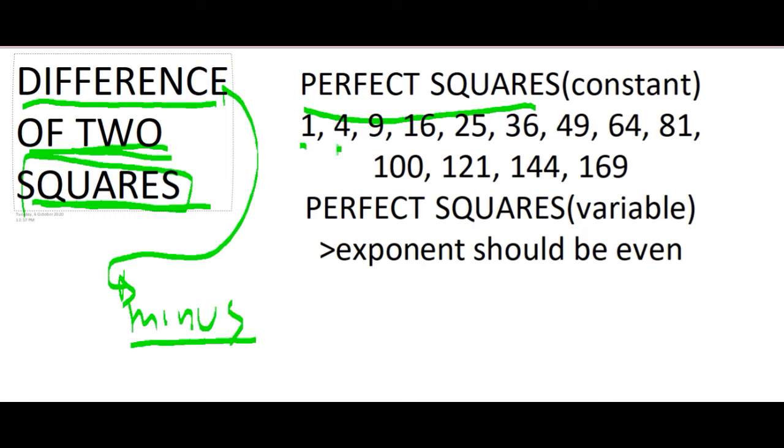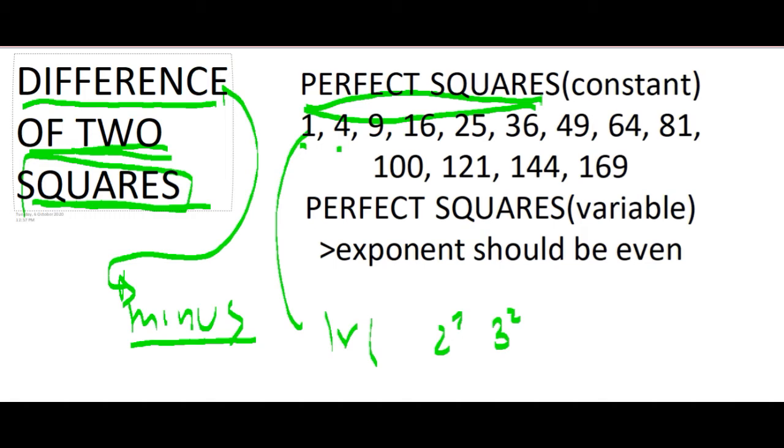Now, paano sila naging perfect square? Nakukuha yung 1 sa pamamagitan ng 1 times 1. Si 4, 2 times 2. Si 9, 3 times 3. And so on and so forth. So, ni-square lang. Ang sagot sa mga ni-square na number ay perfect square. Now, paano naman natin malalaman na perfect square ang isang variable?